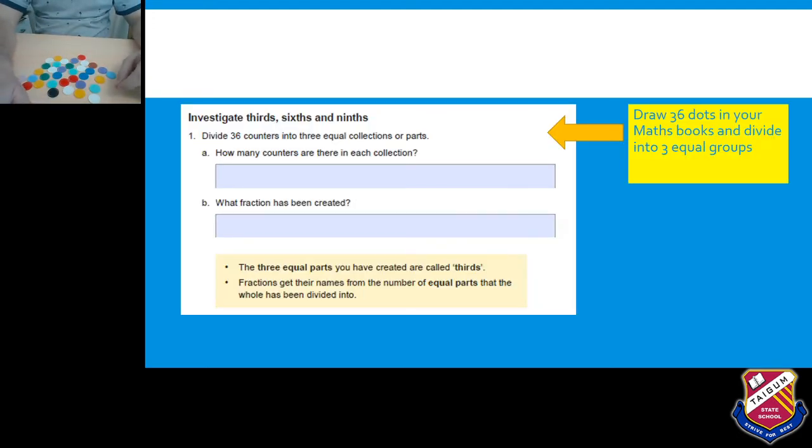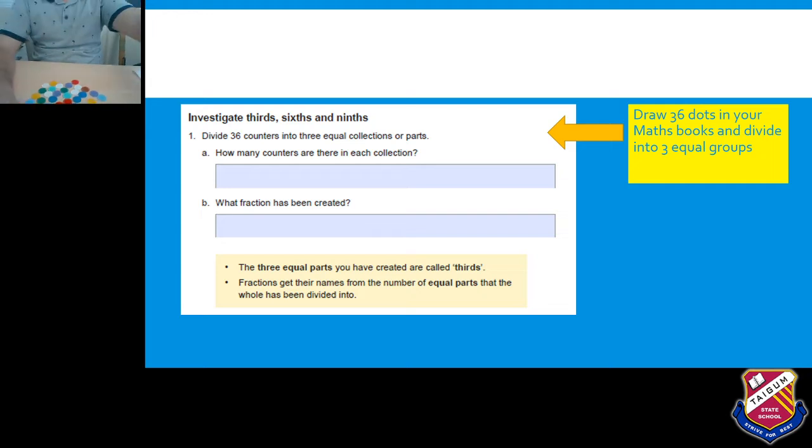so it says divide the counters into 3 equal collections, right? I'm going to do it with the counters. You're going to do what it says on the side afterwards, which says draw 36 dots in your math book and divide into 3 groups. So if you look, I'm going to put my counters here. I'm going to have one group here, one group here, one group here. And this is how I share.